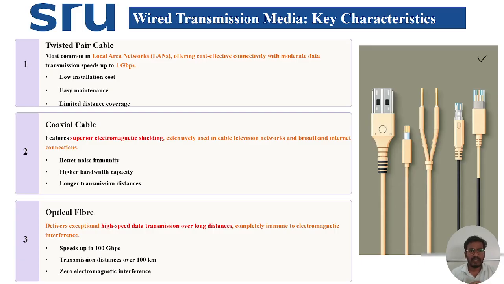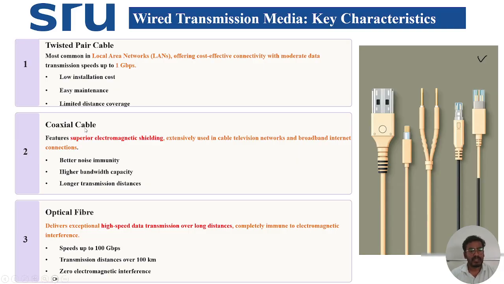So coming to the wired transmission media, the key characteristics of twisted pair cables, most commonly used in LAN, local area networks, are that they usually offer cost-effective connectivity with moderate data transmission at speeds in the range of 1 gigabit. The features are low installation cost, easy maintenance, and limited distance coverage.